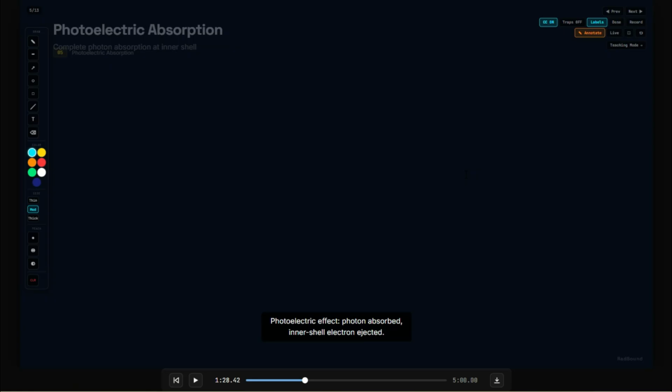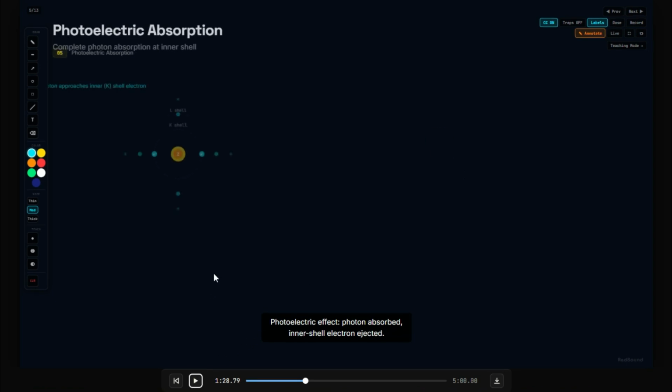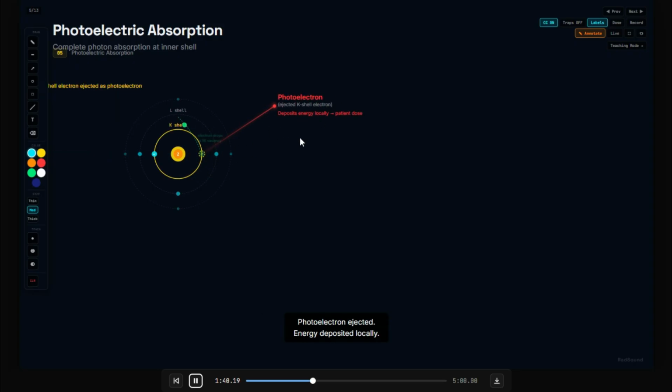So let us take a look into those types of interactions, the main attenuation processes. Let us start with the photoelectric effect. In the photoelectric effect, as the X-ray photon comes, it will hit an inner electron, okay? Then that inner electron will be ejected as a photoelectron and its energy deposited locally in the patient.